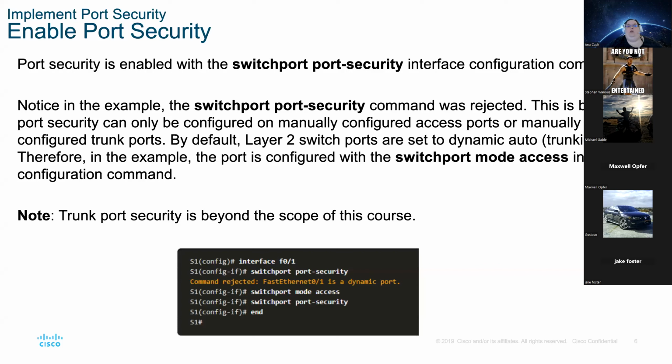So you enable port security by doing the switchport port-security interface configuration command. And then in the example, you'll see the command was rejected. That's because port security can only be configured on manually configured access ports or manually configured trunk ports. By default, layer 2 switch ports are set to dynamic auto. Therefore, in the example, the port is configured with the switchport mode access interface configuration command. So that just shows you what it looks like when it's done wrong, and what it does after that.